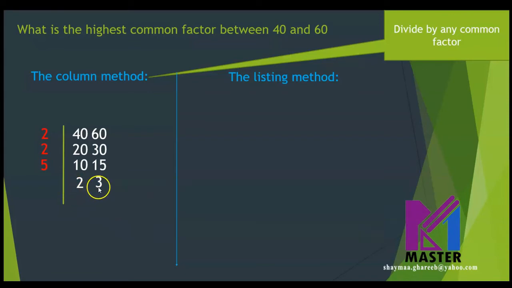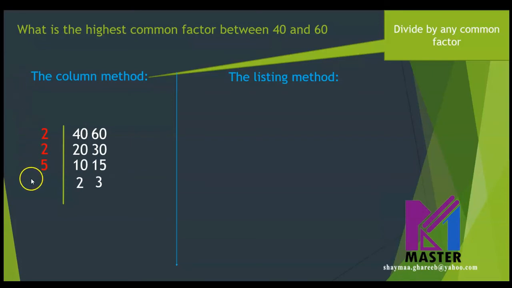I have 2 and 3. Can I divide both numbers by a common factor? Do you know any common factor between the 2 and 3, but it's not 1? Of course not. There is no common factor between the 2 and 3 but the 1. So I will stop here. No more common factors to divide by.